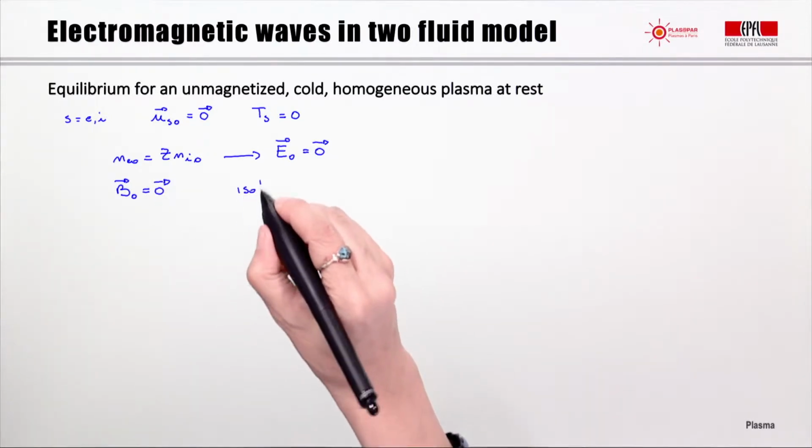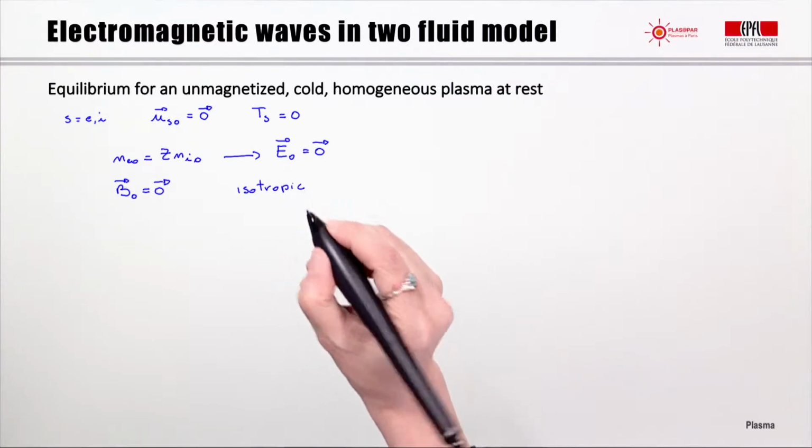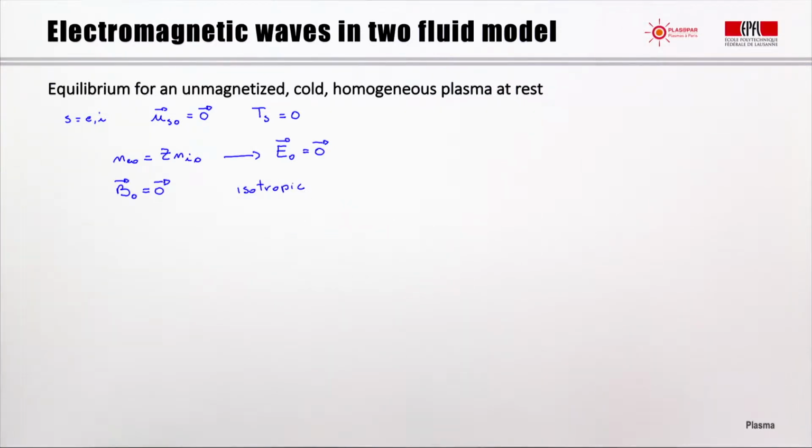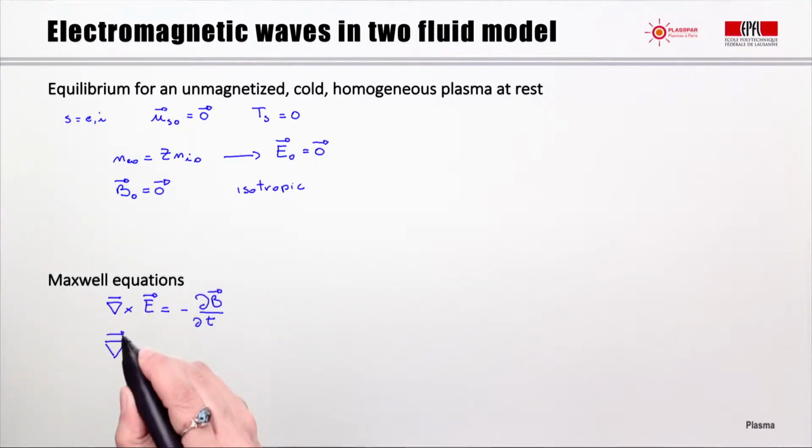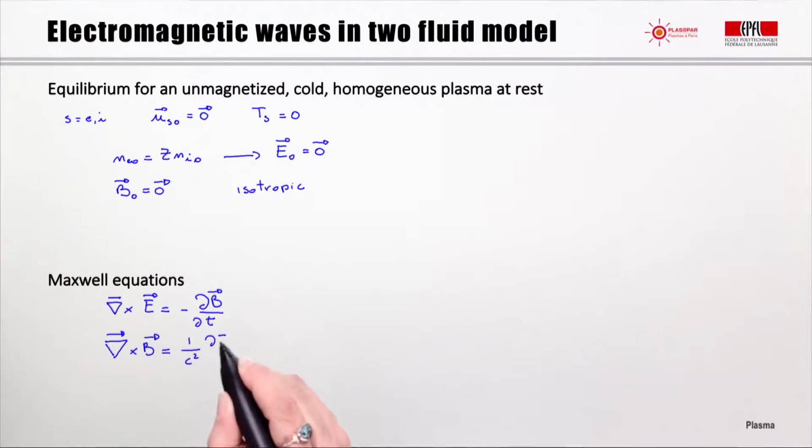This plasma behaves as an isotropic system. This means that we only have one solution for the electromagnetic wave, that is the analogous of the ordinary mode in a magnetized plasma. We can now write Maxwell equations. For an electromagnetic wave, we need both Faraday's law and Maxwell-Ampere equation.